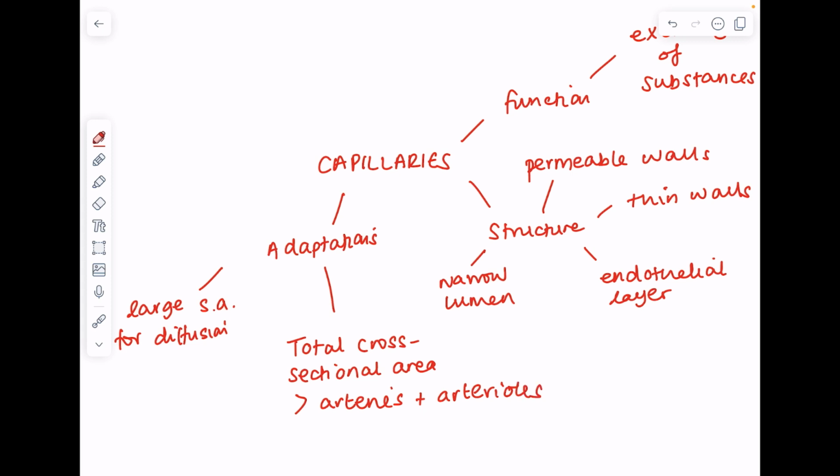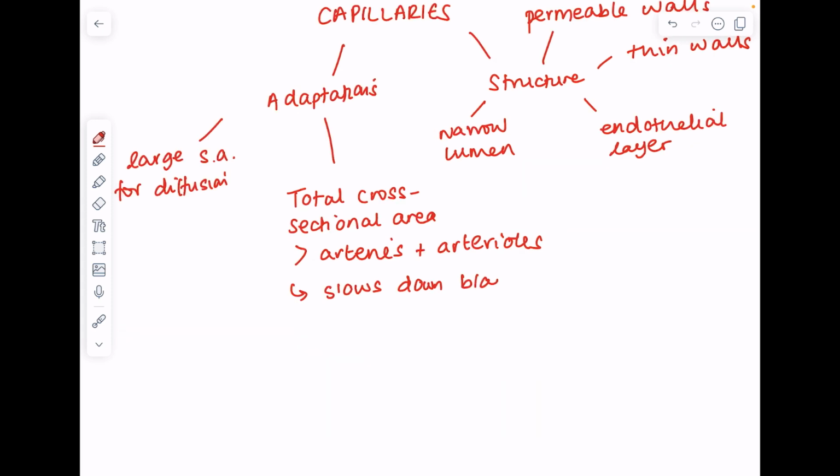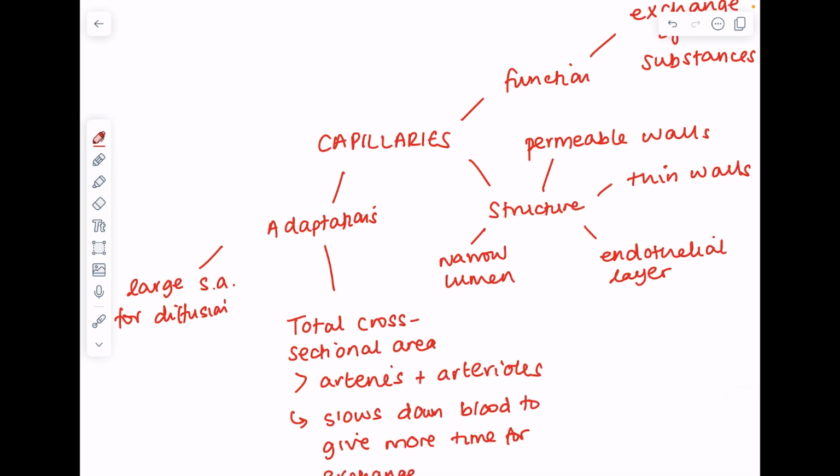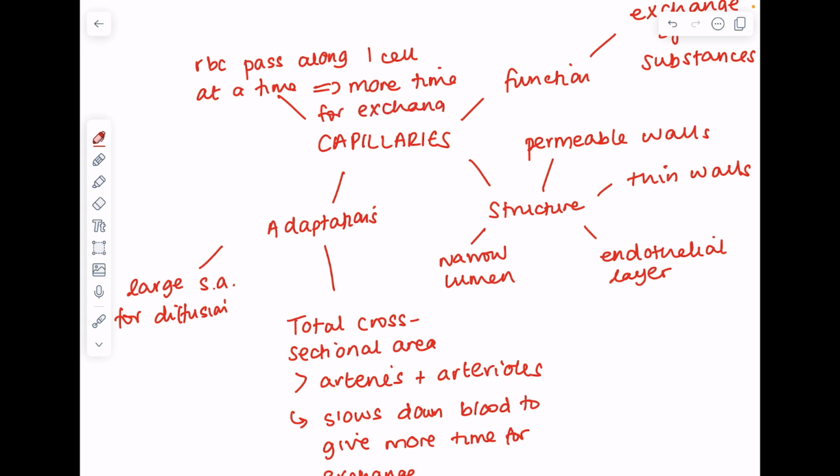And what that does is it slows down the blood to give more time for exchange. The narrow lumen means that the red blood cells pass through one at a time, slowing down the blood. So red blood cells pass along one cell at a time. So more time for the exchange of substances. And the fact that they have such thin walls provides a short diffusion pathway.